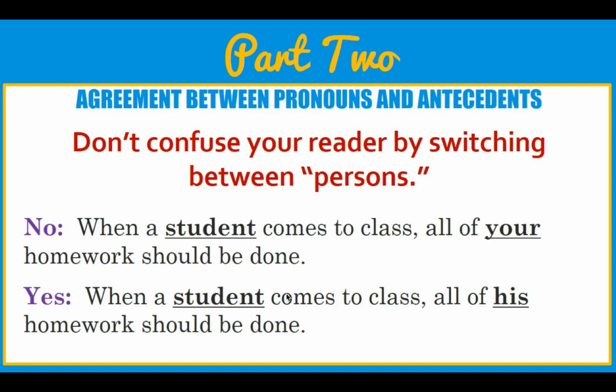Next skill we're going to talk about is making sure that pronouns agree with the antecedents in person. So we're talking about first, second, third person pronouns. And remember our first person pronouns are like I, we, my, those type of pronouns. Second person pronouns are you and your. Third person pronouns like he, she, his, it, they, those types of pronouns. And what we don't want, notice how this sentence right up here switches from third person to second person. We don't want that. We want to make sure this sentence stays consistent in third person.